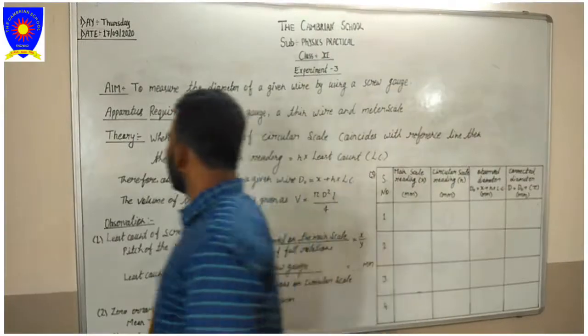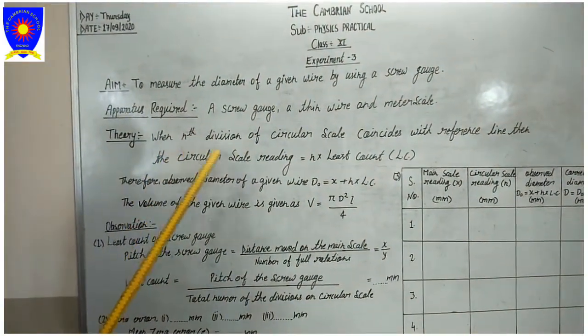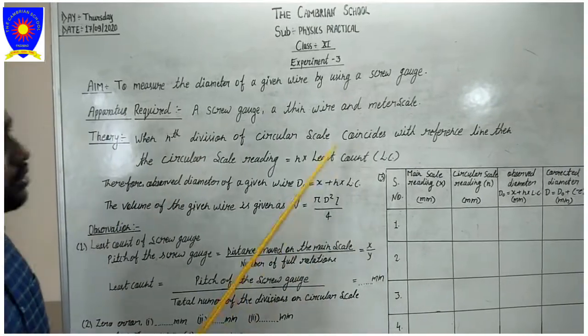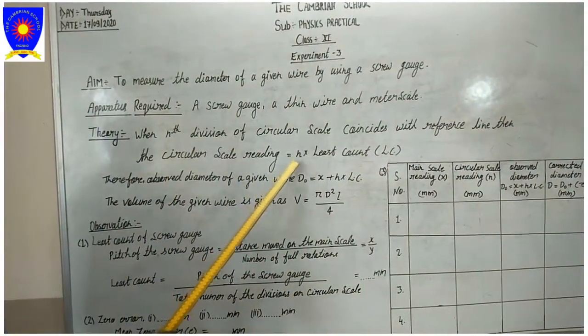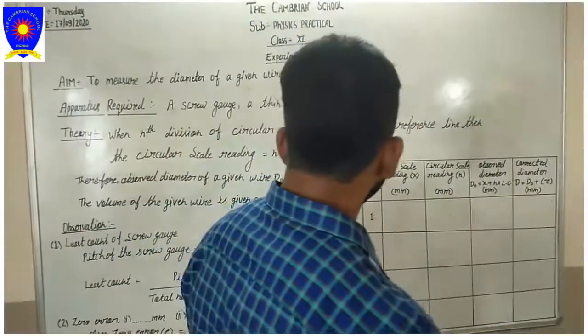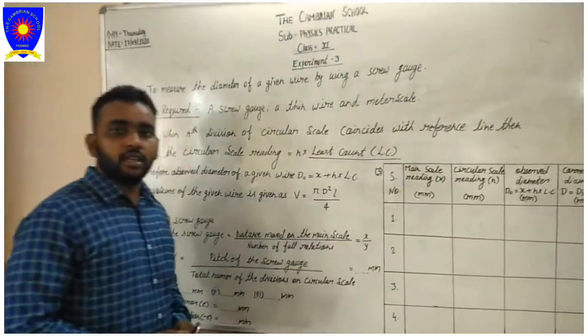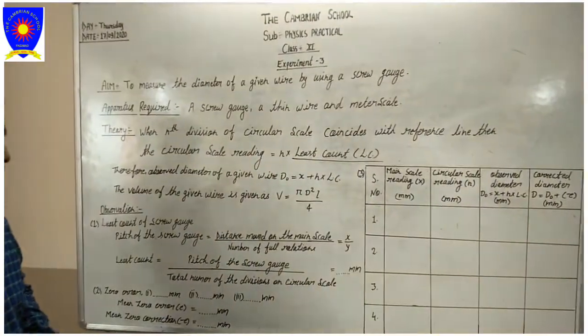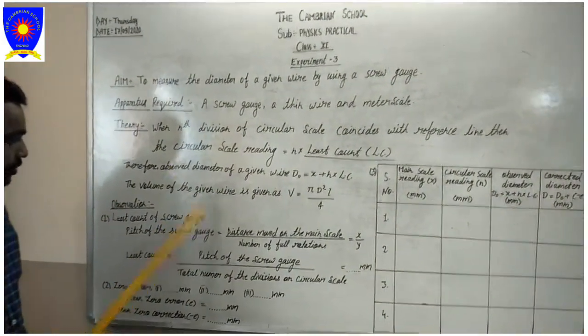Now the theory of the screw gauge. When any division of the circular scale coincides with the reference line, then the circular scale reading is n into least count. So firstly we should know about the least count. What is least count? We have learned least count in the vernier calipers. According to observation, we can find the least count of the screw gauge.